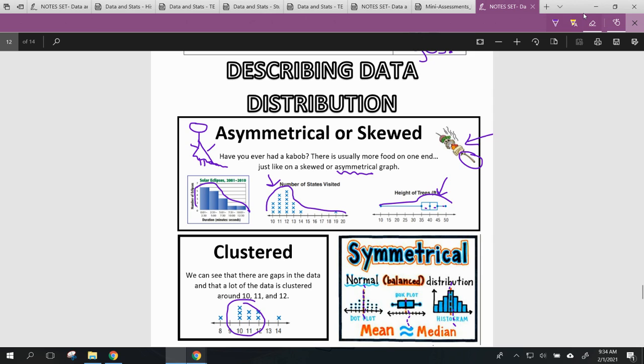All right, so asymmetrical or skewed: more data on one side than the other. Clustered: they're all clustered together, all in one spot, grouped together. Symmetrical: we can draw a line down the middle and fold our paper right down that line, and our graph should be pretty much the same on both sides.